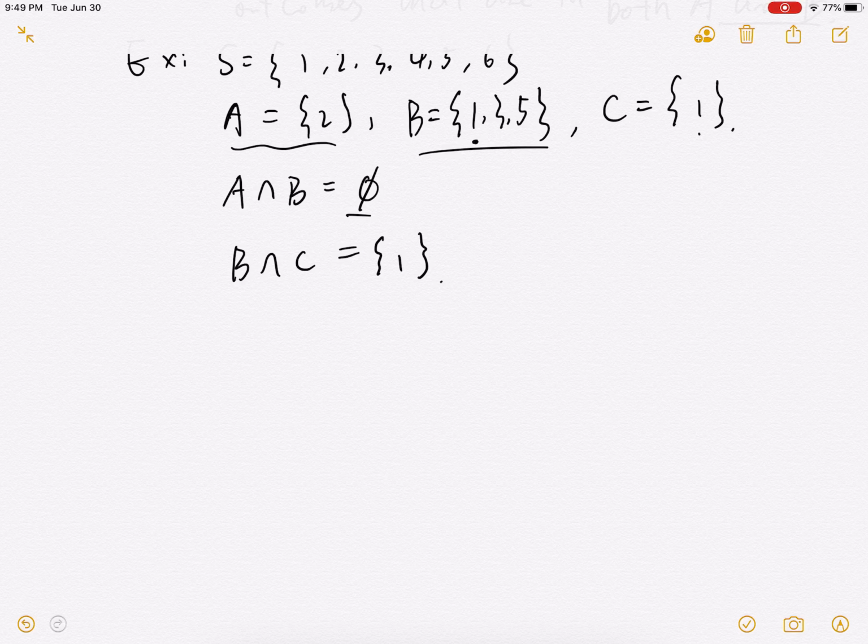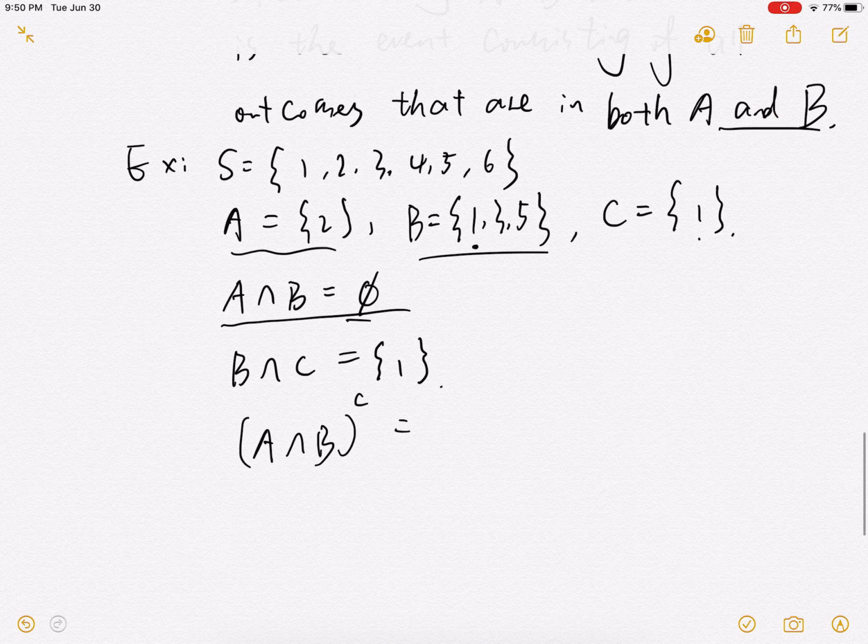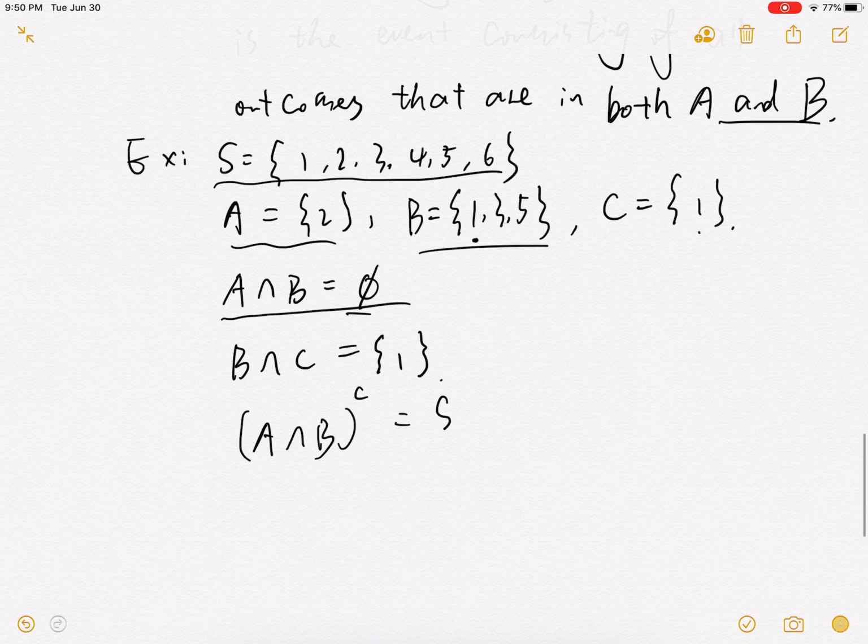And then what about the complement of A intersection B? We know that A intersection B is empty set. So the complement of the empty set would be all the outcomes in the sample space. So in this case, the complement of A intersection B would be equal to the sample space, which is 1, 2, 3, 4, 5, and 6.